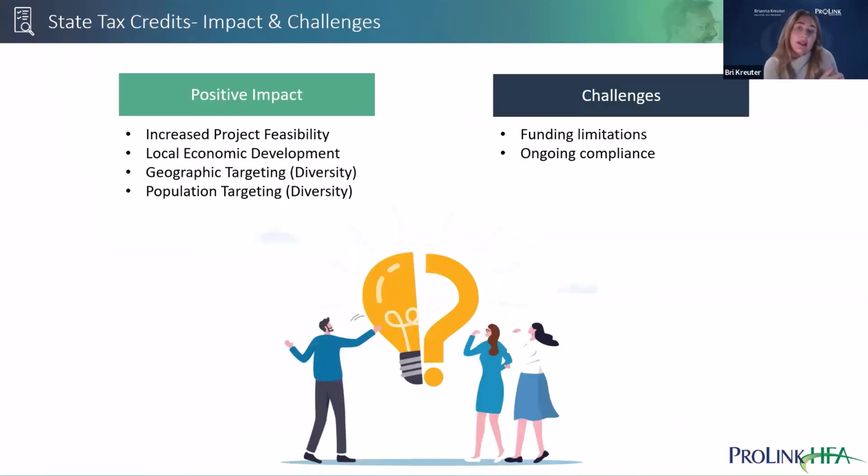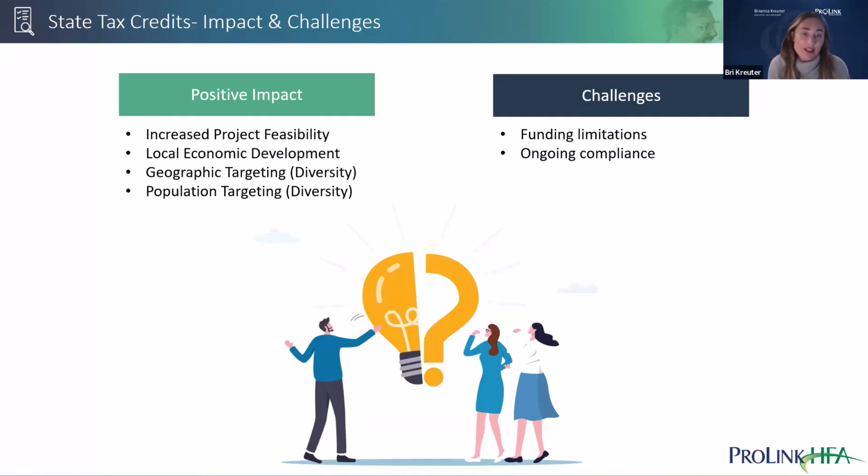So talking about the overall positive impact, and then the challenges that are faced with offering a state LIHTC credit. On the positive side, increased project feasibility. State LIHTC programs, again, fill that financing gap. That's really the main benefit this provides, especially with those 4% federal tax credits, which allows for larger and more complex projects to move forward. Local economic development is another benefit that comes out of offering these credits.